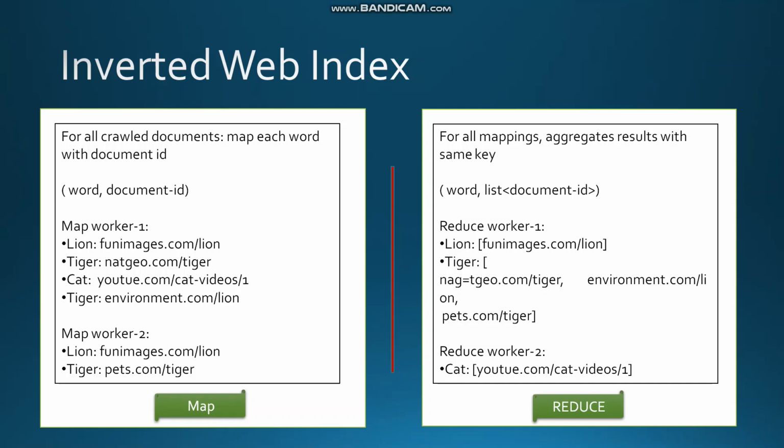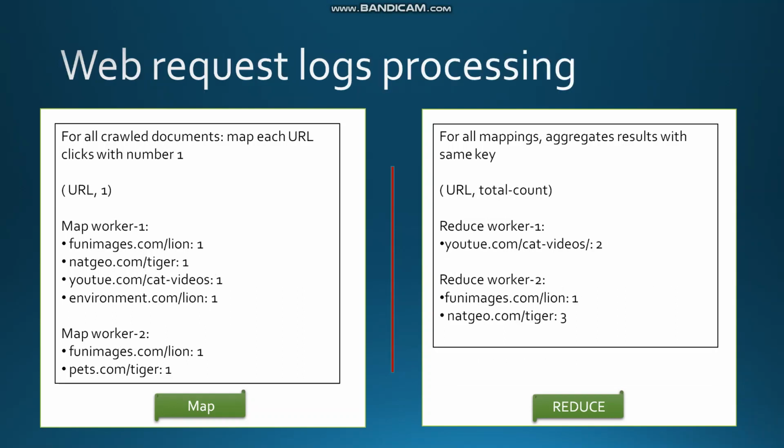Secondly, after someone clicks on a particular URL, just as we have Google Analytics, we have web request analytics. So, in this case, we want to find out which URL was clicked how many times. Again, in the map task, for each URL we will just have the count of how many times that URL was clicked. And in the reduce job, we'll aggregate all that together and have an aggregate count of each of these URLs.